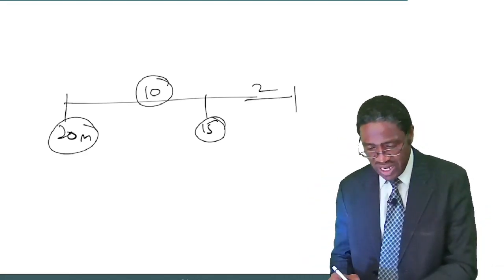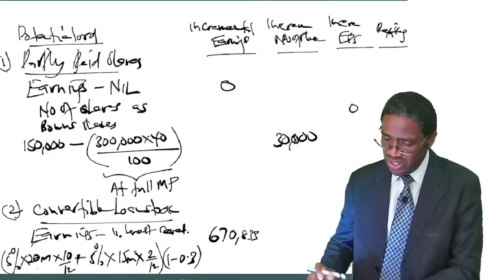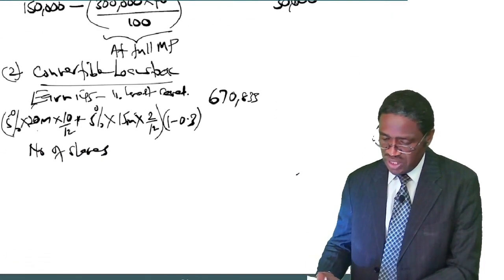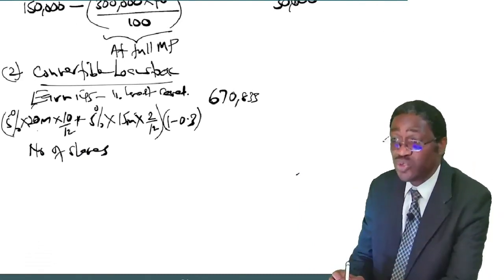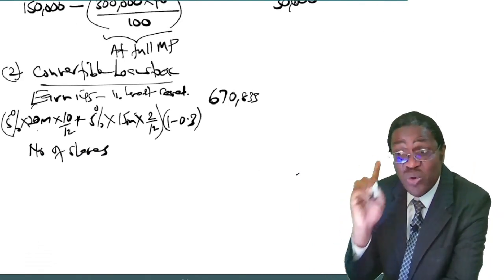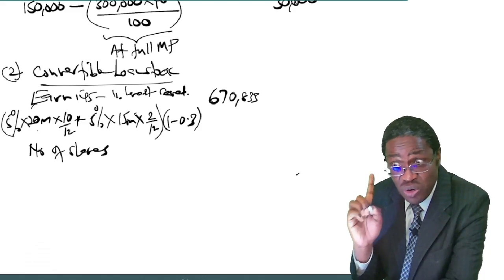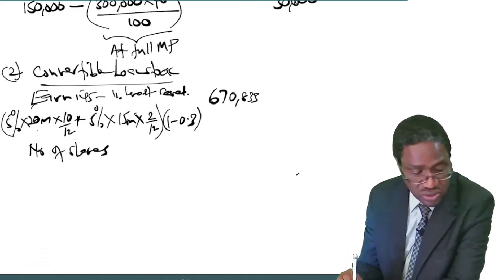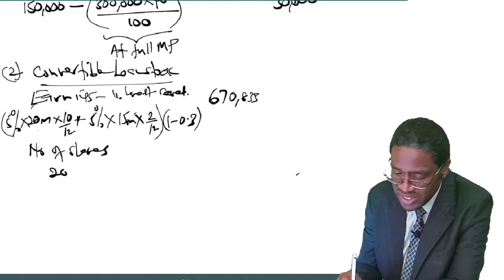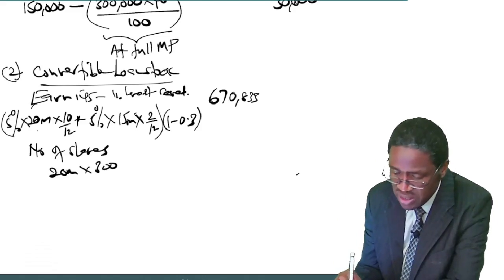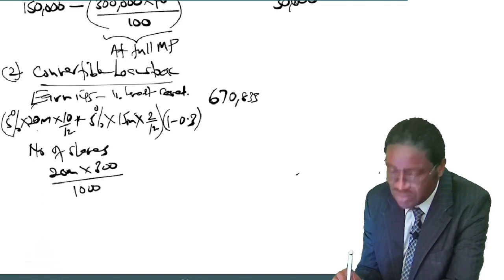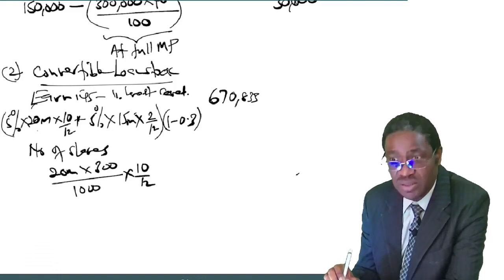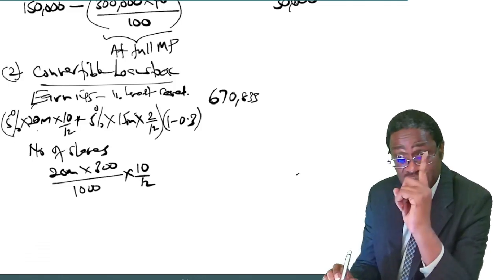So I put it this way. We come and say, number of shares. For every 1,000 we were told you get 300. What about 20 million? It will be 20M times 300, divided by 1,000. Follow. For how many months? For 10 months. That was potential for 10 months.